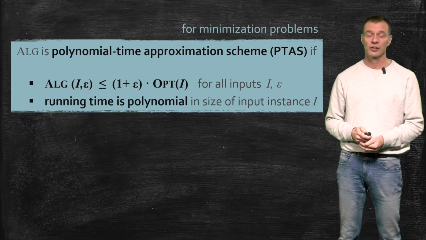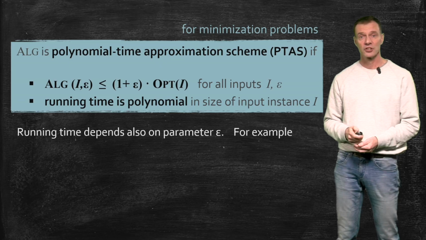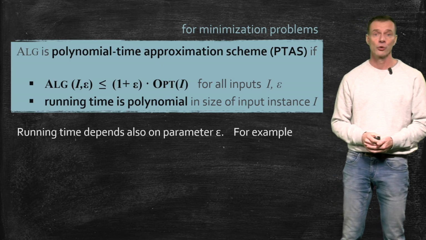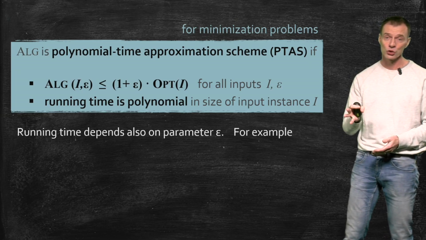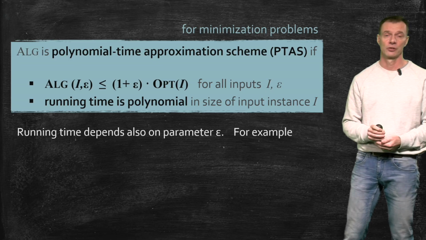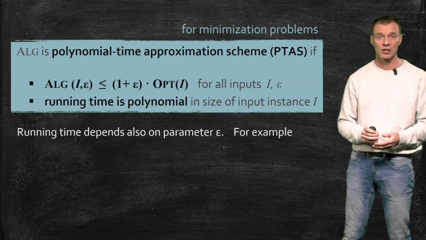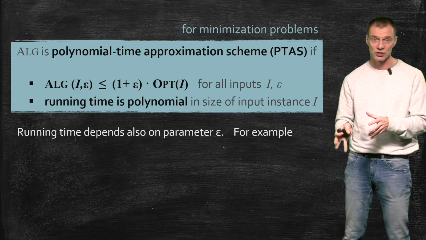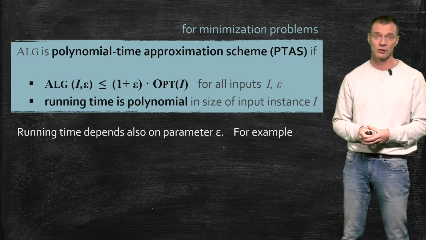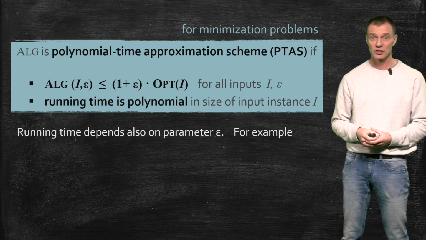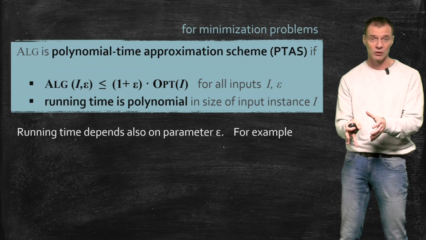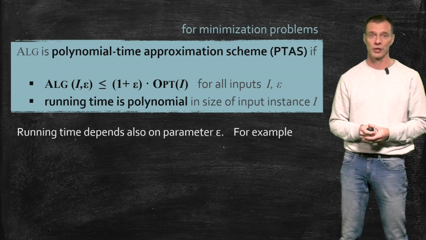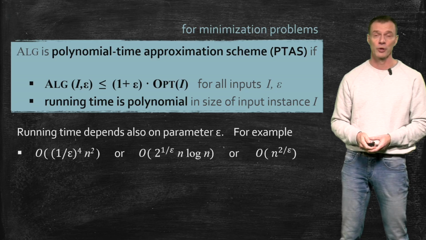So let's look at this a little bit more closely, because the running time now not only depends on the input size, it actually also depends on this parameter epsilon, right? Which is what you expect, because, well, if you want to get something which is much closer to the optimal solution, somehow you have to pay. And in this case, it means you have to pay in terms of running time. The smaller you make epsilon, the slower your algorithm will be. So let's look a little bit at this dependency on epsilon.